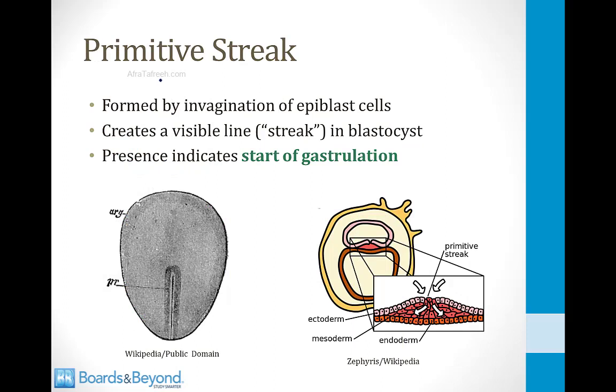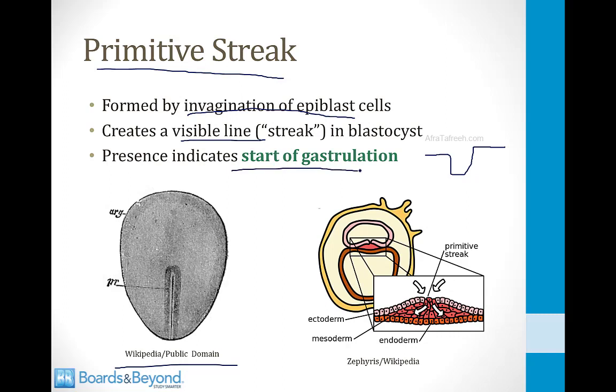Another important step in the process of gastrulation is formation of the primitive streak. The primitive streak is a structure that's formed by the invagination of epiblast cells. Basically, that layer of epiblast cells invaginates like I'm drawing here, and that creates a streak. This is a visible line in the blastocyst that you can see under the microscope. This is an example of a primitive streak shown on the screen here. And what you want to know in terms of step one about the primitive streak is once that is visible, this means that the process of gastrulation has started and the germ layers are beginning to form.